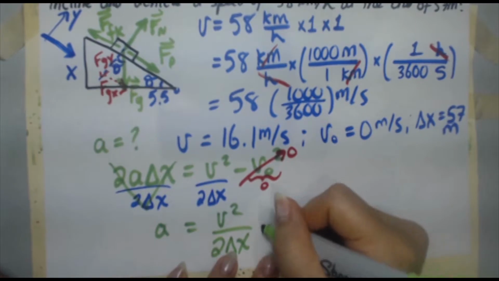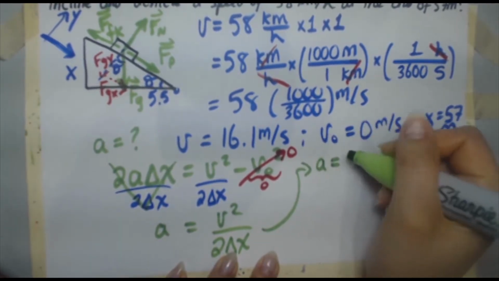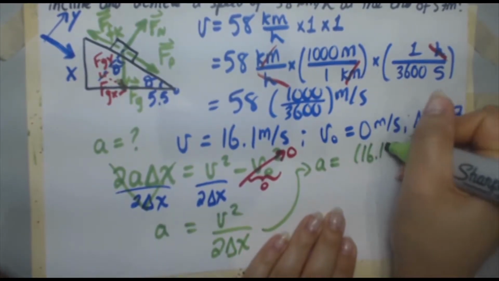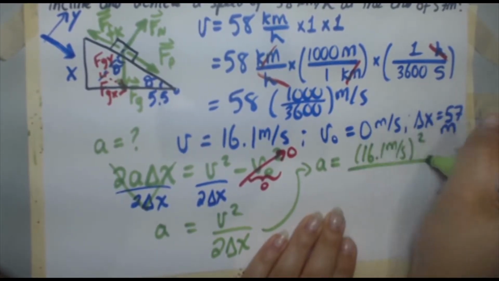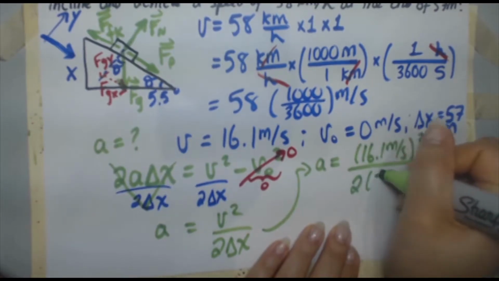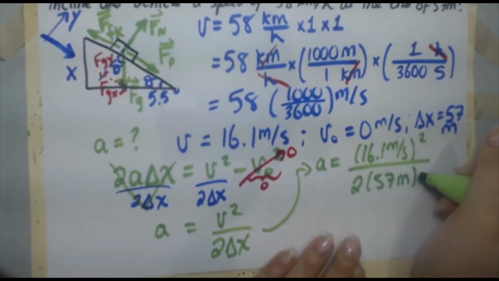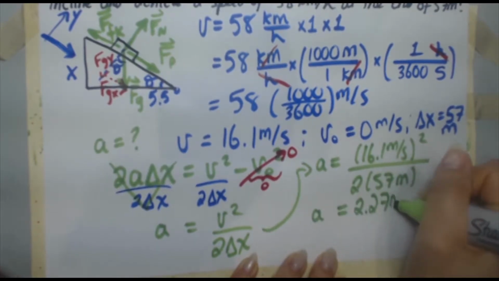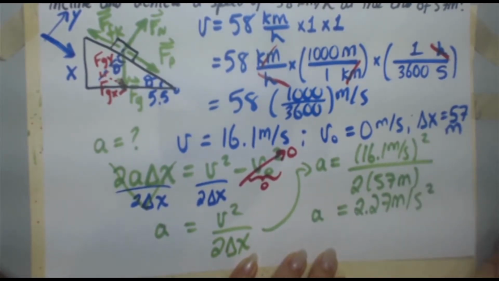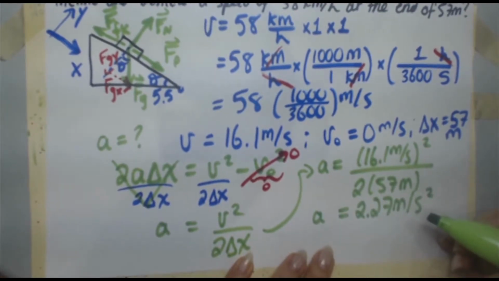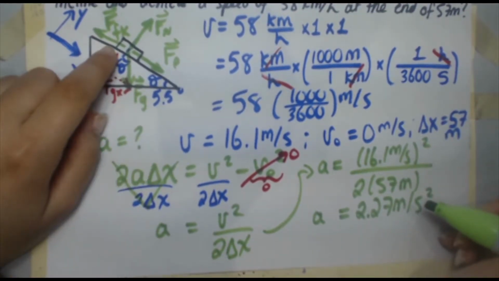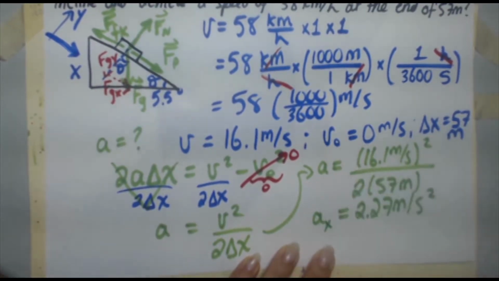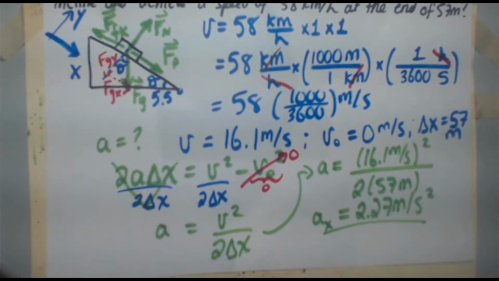So at this point we just need to plug in our numbers. A is equal to v squared, which we just found to be 16.1 meters per second, squared, over 2 times 57 meters. And when you punch that into your calculator, you're going to get acceleration equal to 2.27 meters per second squared. Now, just to make this a little more precise, because it's acceleration down the incline in the x direction, I'm going to call this AX. Hopefully that's okay.